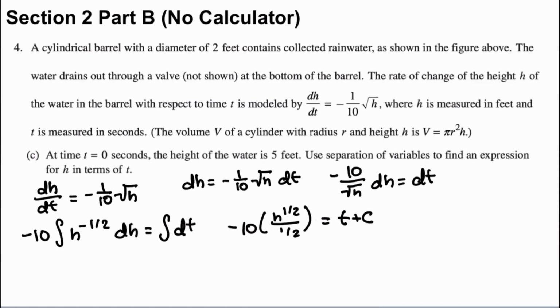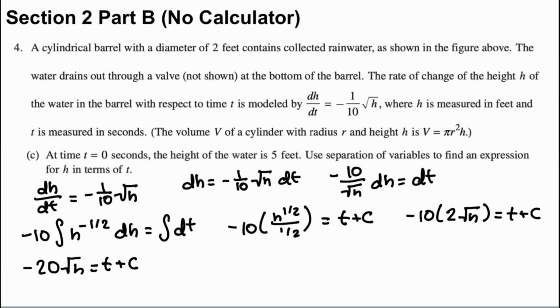Now, I do think I'm going to need another page, so I'm going to add that really quickly. Now, we're going to simplify this a little further because we do want to express h in terms of t, so it's a little chaotic now. This is going to be negative 10 times 2 root h is equal to t plus c, and we can sub in the negative 10, so we get negative 20 root h is equal to t plus c.